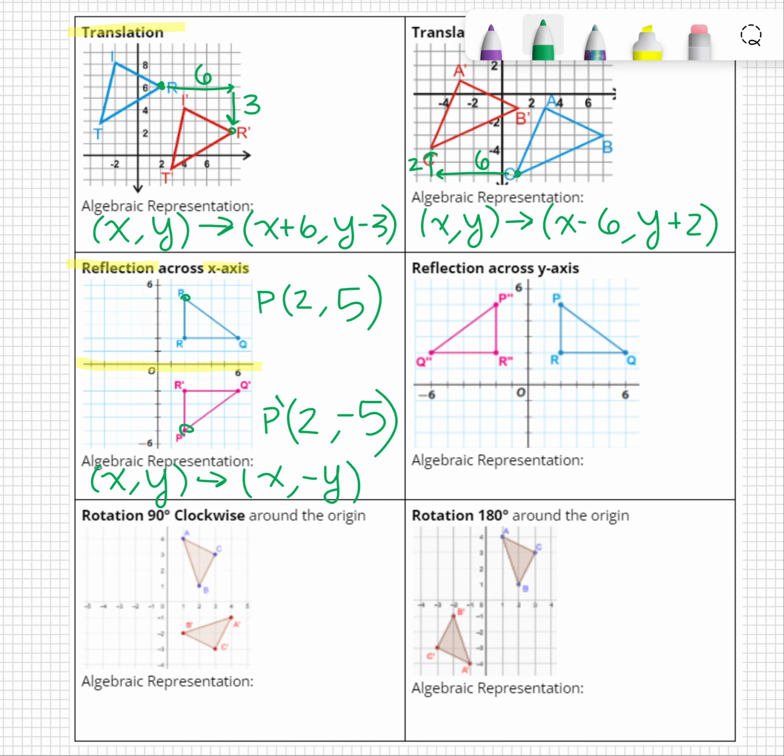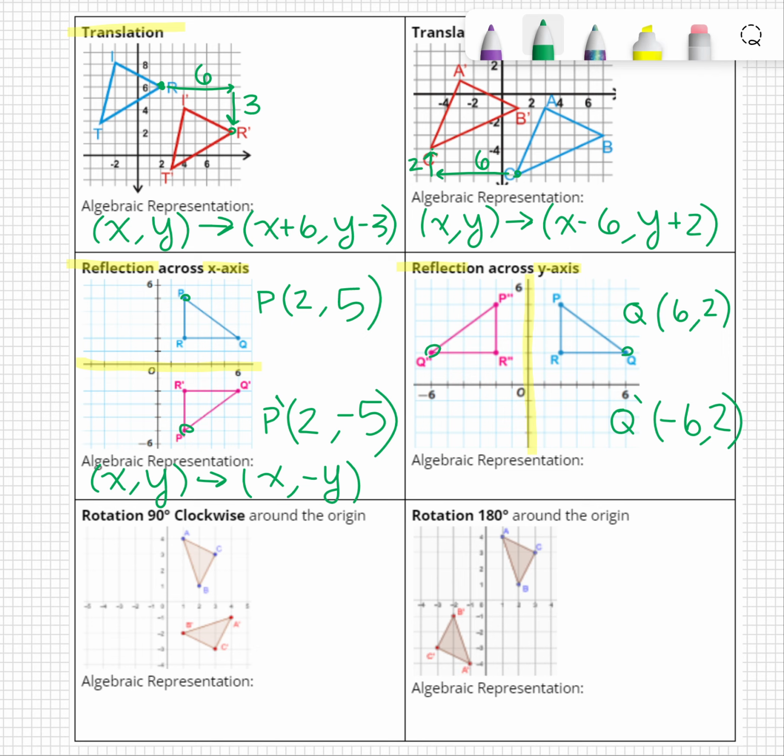Let's look at a reflection across the y-axis. So here's the y-axis. And let's focus on one pair of points. Let's look at Q and Q prime. The original coordinates of point Q are x of 6, y of 2. Then when Q is reflected across the y-axis, Q prime is x of negative 6, y of 2.